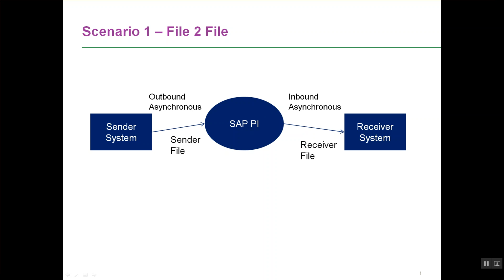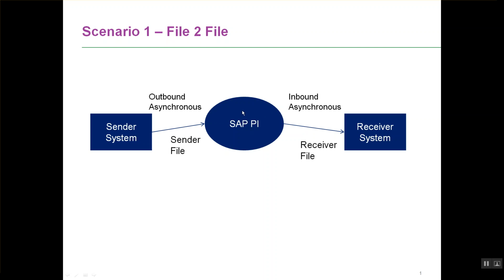We will now proceed to look at the first scenario that we are going to be building, and that's what we call a typical file-to-file scenario. As the name implies, we're going to get a file from a sending system. There's going to be a sending system that is going to send a file to PI, and PI is going to receive this file, and PI is going to map this file, perform a mapping where it's going to change the structure of the file.